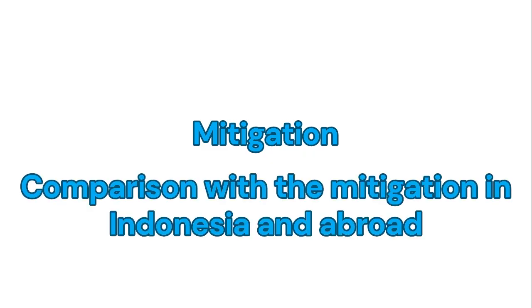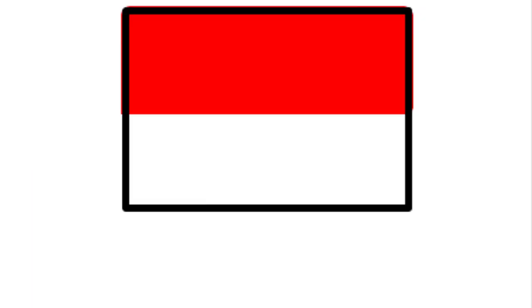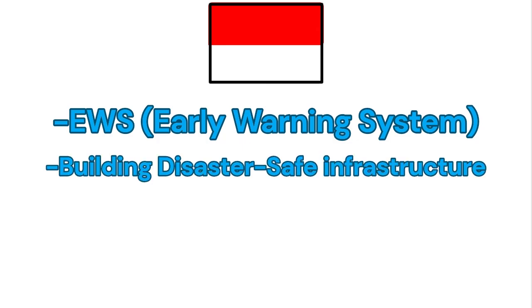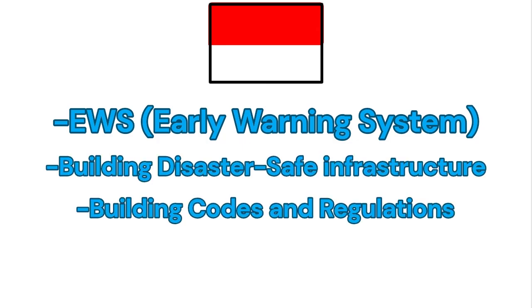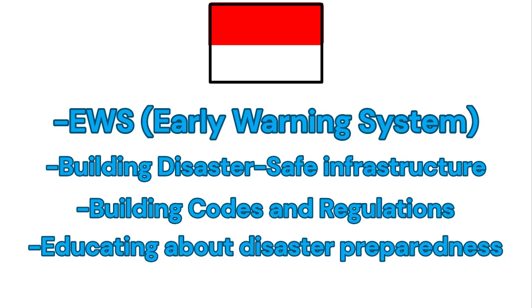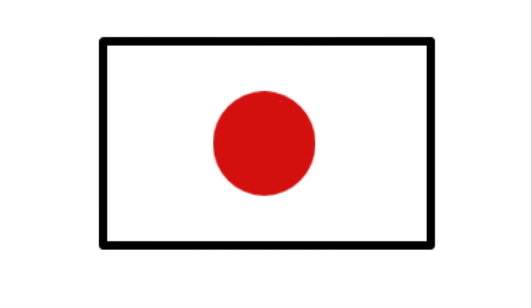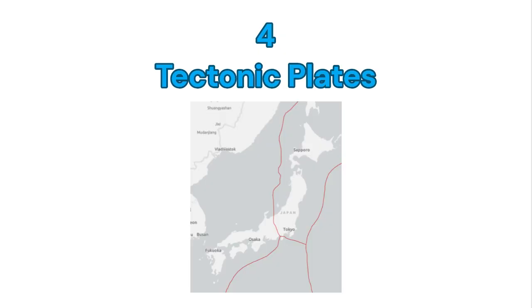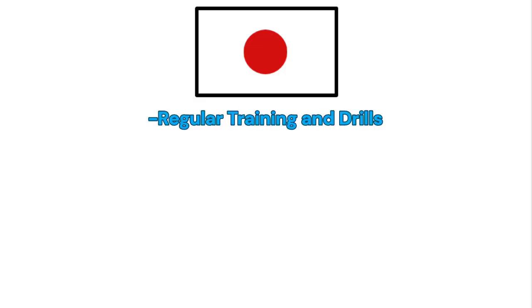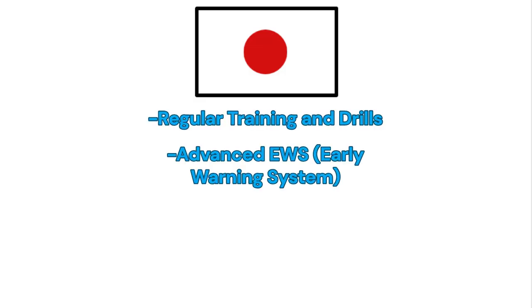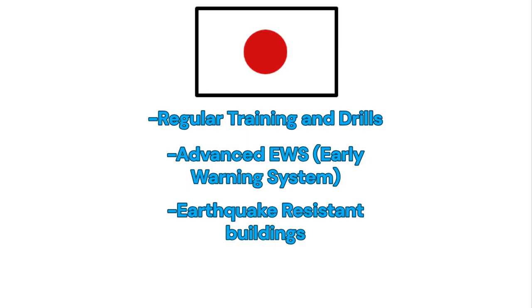Now we are moving on to the comparison of the mitigation in Indonesia with abroad. The disaster mitigation in Indonesia has implemented an early warning system, disaster-safe infrastructure, building codes and regulations, and educating communities about disaster preparedness. Let's compare with Japan. Japan is a country that sits between four tectonic plates, so they are prone to earthquakes. In Japan, they implemented regular training and drills, more advanced early warning systems, and earthquake-resistant buildings.